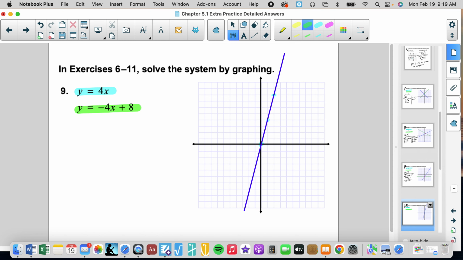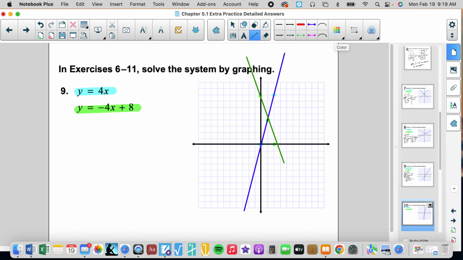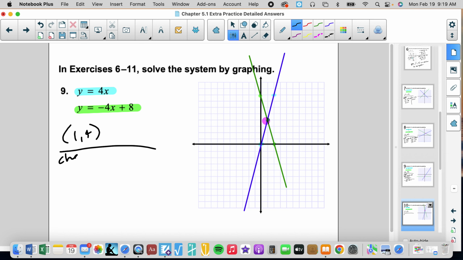And now we have a y-intercept of 8 and a slope of -4, down 4. 1, 2, 3, 4, right 1. And we graph it, and these are working out quite nicely. We're projecting my slope into the intersection of the other line. Let's make an assumption that our point of intersection is going to be 1, 4. Let's check it.